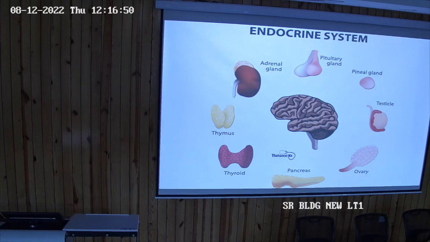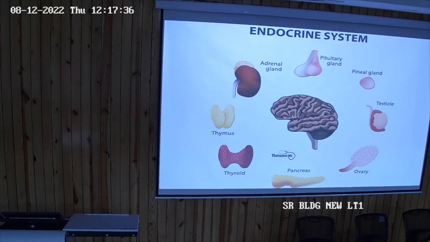The thyroid gland secretes the hormones T3, T4, and the third hormone, calcitonin. The hormones T3 and T4 act together and are responsible for the metabolism of the body. The hormone calcitonin decreases the calcium level in the body.